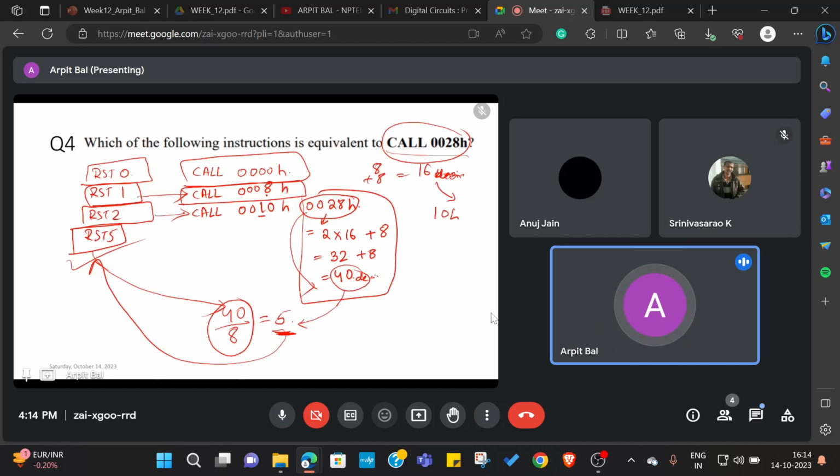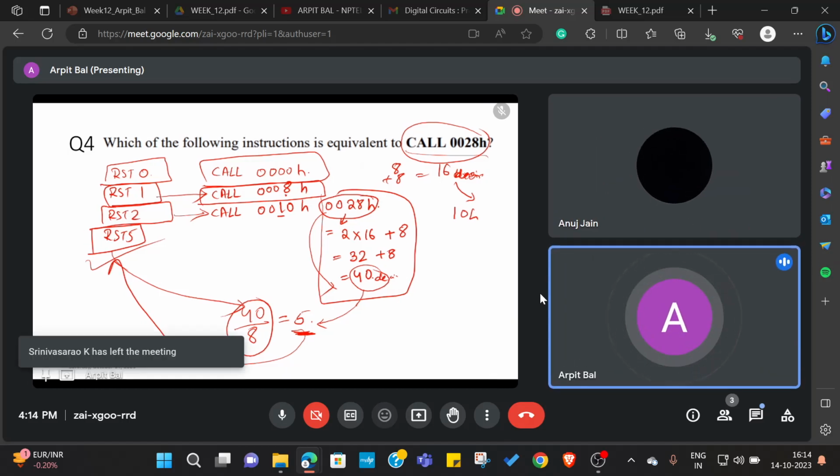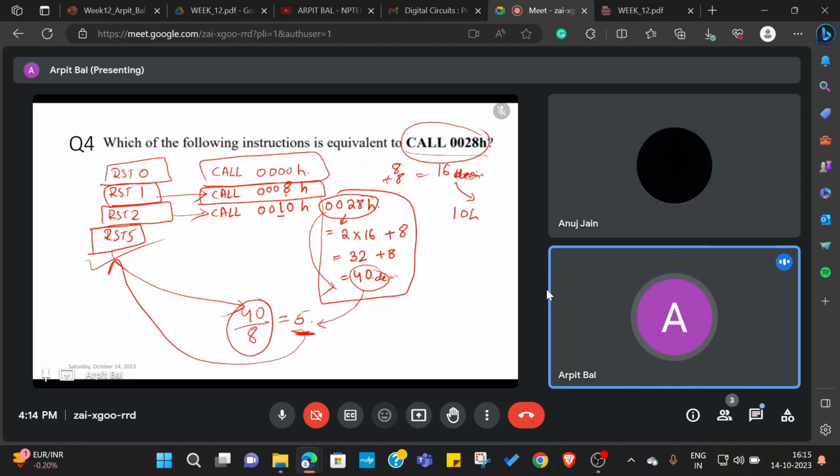Then the next question was related to CALL 0028H. What is the equivalent of this instruction? To figure that out, what we need to know is that RST 0 is called by CALL 0000H, and every other call instruction to the RST registers is at an increment of 8.